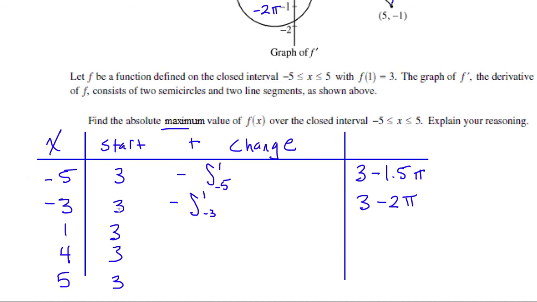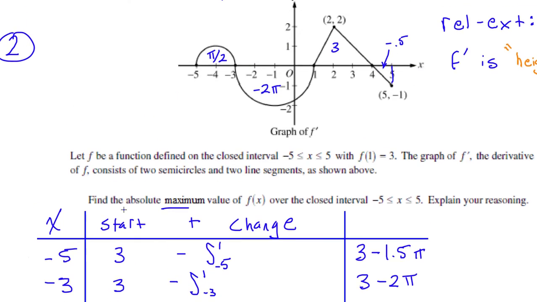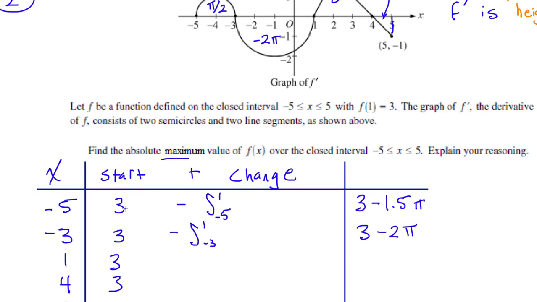Sorry, wait, what? What's going on? That's positive area. Minus 1.5 pi. This number is bigger. Oh yeah, exactly. So this number is smaller though. It's 3 plus 1.5. Oh, that's what it is. Because it's minus whatever. Yeah, we forgot to flip it. This should be 3 plus 1.5 pi.